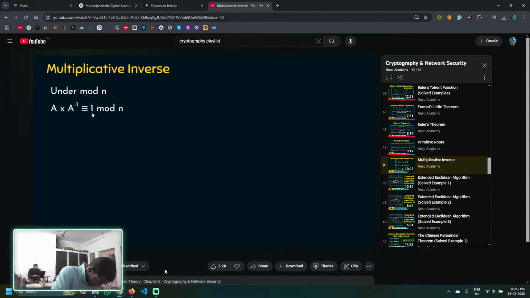We have already seen this example previously. 5 is the number, 1 by 5 is the multiplicative inverse. So obviously 5 multiplied by 1 by 5 will be 1, isn't it? So for the number 5, always 1 by 5 is the multiplicative inverse. But when you are finding multiplicative inverse under mod n, there cannot be a fixed number.